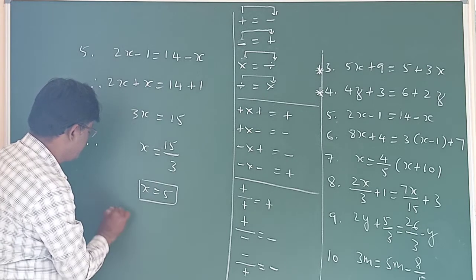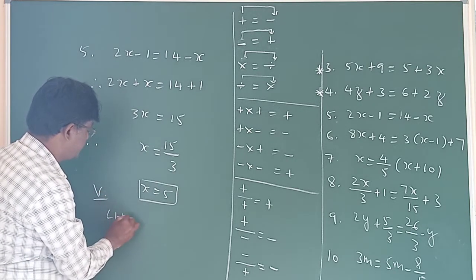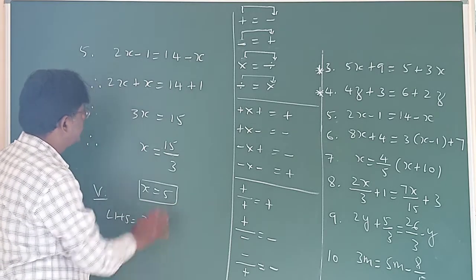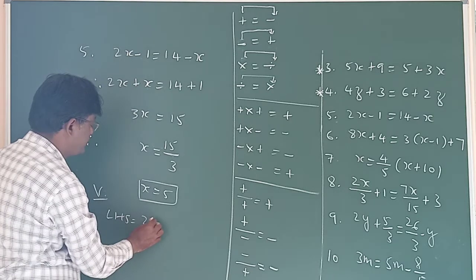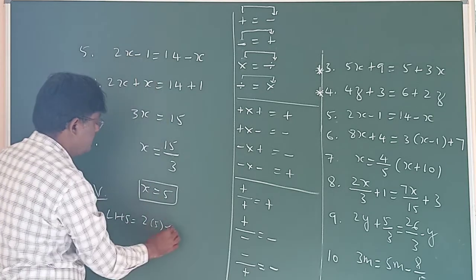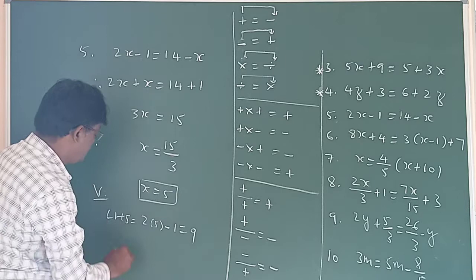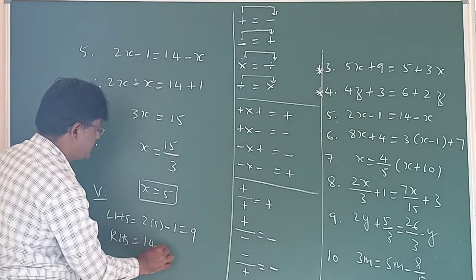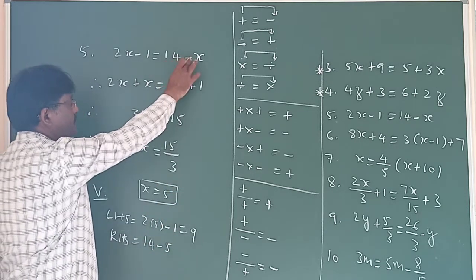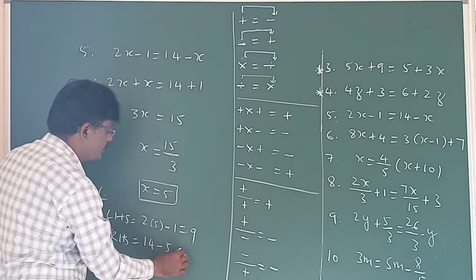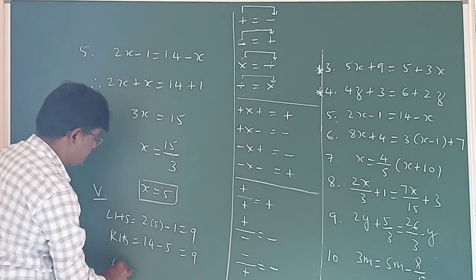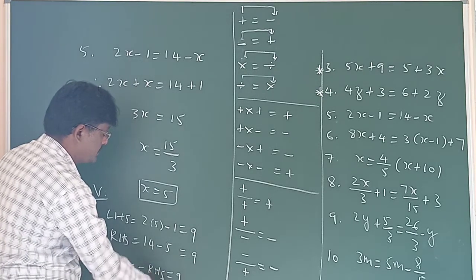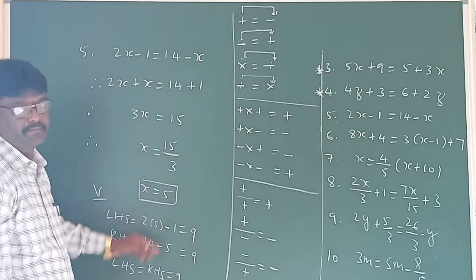LHS verification. LHS equal to 2x minus 1. Directly 2 into 5, 10, minus 1. 10 minus 1 is 9. RHS equal to 14 minus x, x is 5. 14 minus 5 is 9. Thus, LHS is equal to RHS equal to 9. Thus, it can be verified.